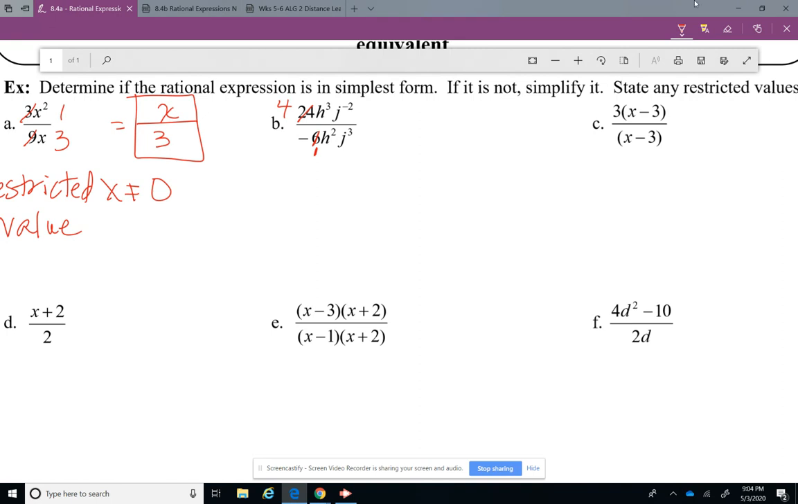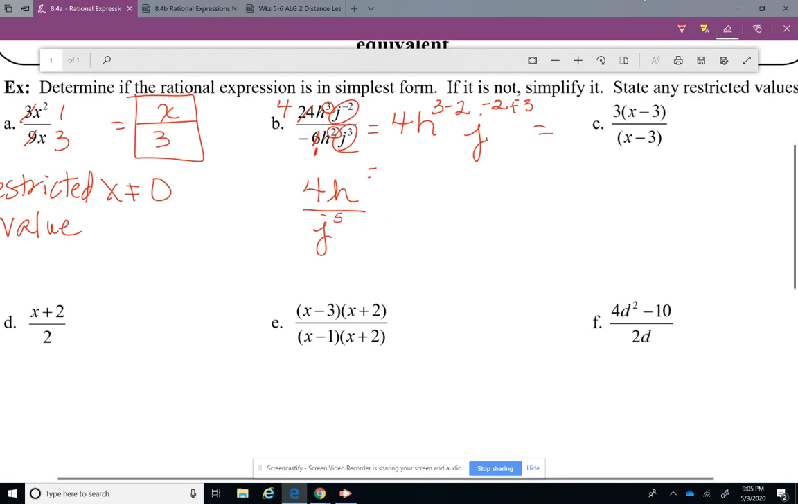All right, now we have 4 in the numerator. So we're going to do h to the third minus h squared. So that's going to be h to the 3 minus 2. And then we have j to the second, negative 2, minus the j to the third, which is negative 3. When you say minus 3, that becomes a negative. All right, so you have 4h, because 3 minus 2 is 1. And then j to the negative 2 plus negative 3 makes that j to the negative 5. And we know we have to bring the j to the negative 5 down into the numerator to turn that negative to a positive.